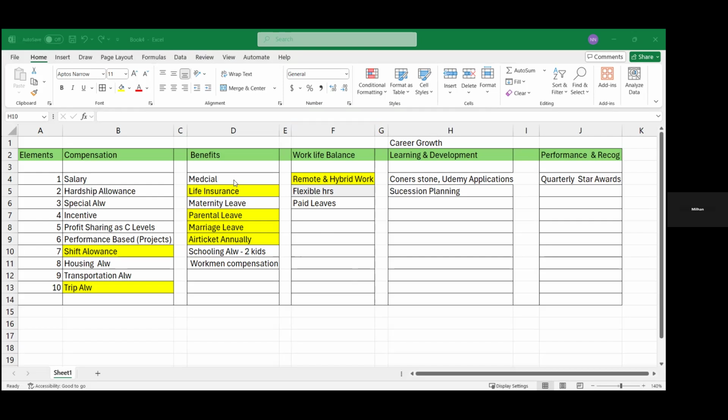Yeah, in terms of benefits, we have private medical insurance. Then we have maternity leave. We have schooling allowance for C-level executives for 2 kids. And we also have workman's compensation. Okay. And we also have air tickets for expats.